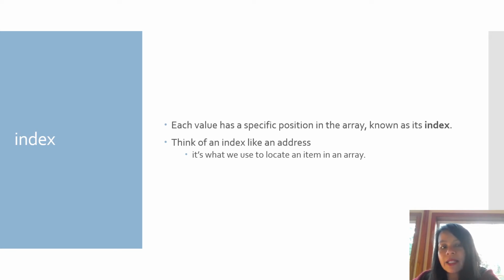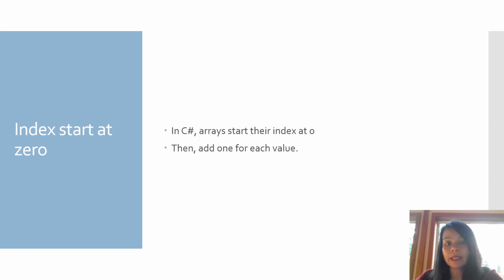So think of an index like an address. It's what we use to locate an item in the array. Remember that in C#, arrays start their index at 0, not at 1. So after 0, add 1 for each value.